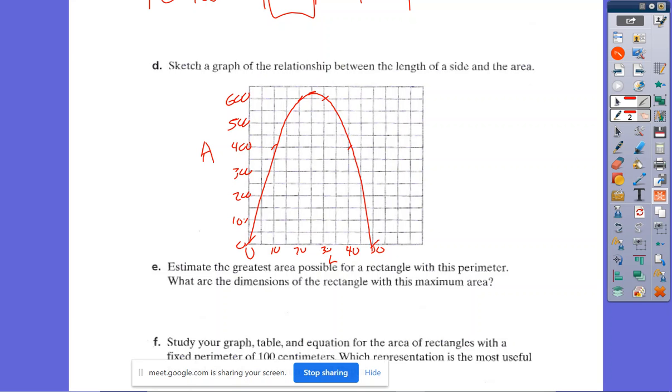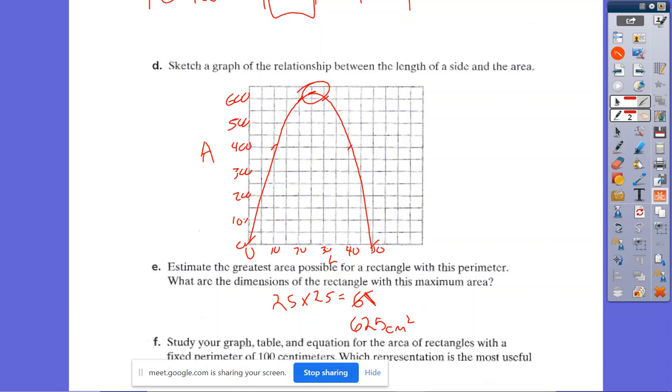All right. What are the dimensions that give you the maximum? Well, the dimensions were 25 by 25, and that gave us an area of 625. Come on, you can do it. 625, I think it's centimeters squared.